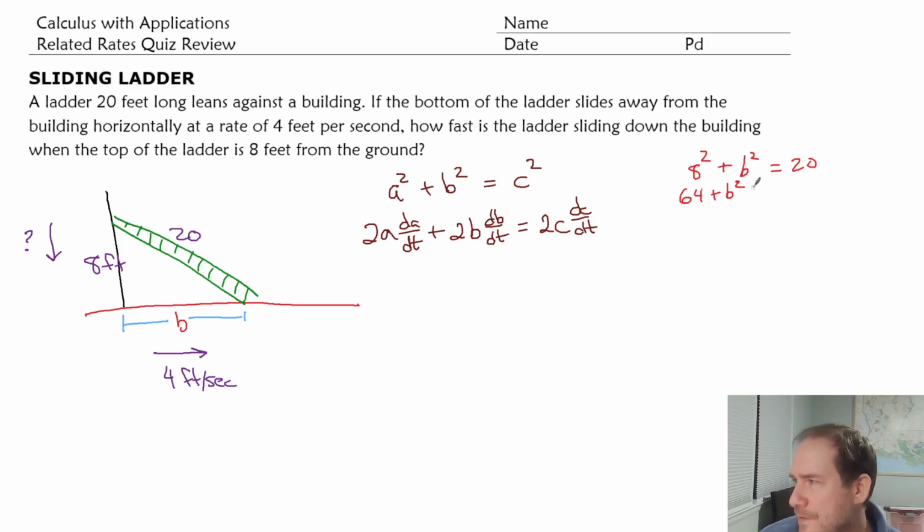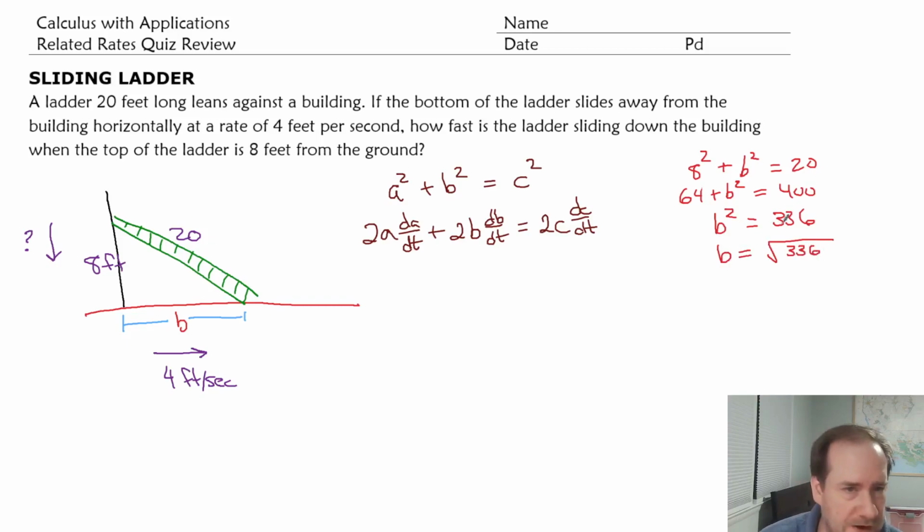But this is going to equal 400. So I'll subtract 64 from both sides to get b squared equals 336. Then I'll take the square root and I'll get the square root of 336. And you may not reach for your calculator and just give me a decimal. You've got to actually keep this radical, and you should keep it in reduced form too.